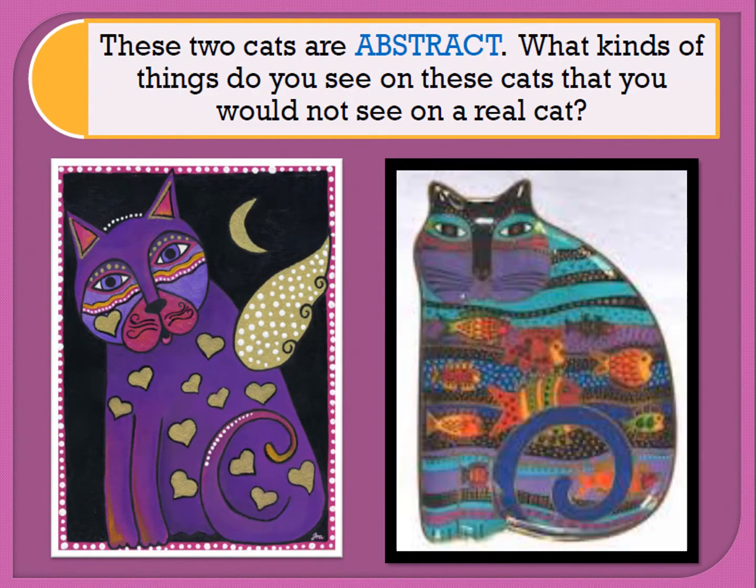These two are abstract. What kinds of things do you see on these cats that you would not see on a real cat? Maybe you notice the colors. I don't think cats would be purple or blue. Maybe you noticed the fish on the one on the right. Cats don't have fish on them unless they're wearing an interesting sweater, of course. Usually cats don't have hearts or wings either. So I hope you notice some of the things on these cats that you would not see on real cats.